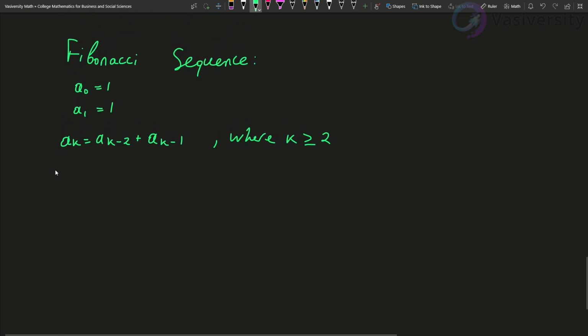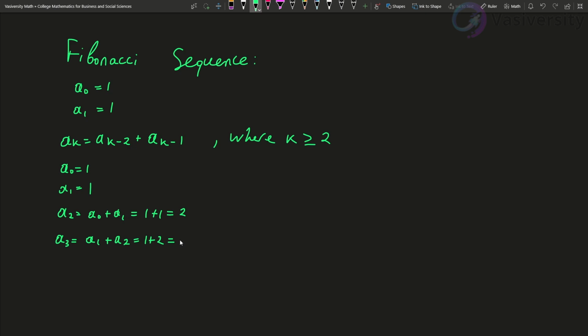So, okay, let's write down our list. a sub 0 is 1, a sub 1 is going to be 1, then a sub 2 is going to be a sub 0 plus a sub 1, which is equal to 1 plus 1, which is equal to 2. How about a sub 3? It's going to be a sub 1 plus a sub 2, which is equal to 1 plus 2, which is equal to 3.